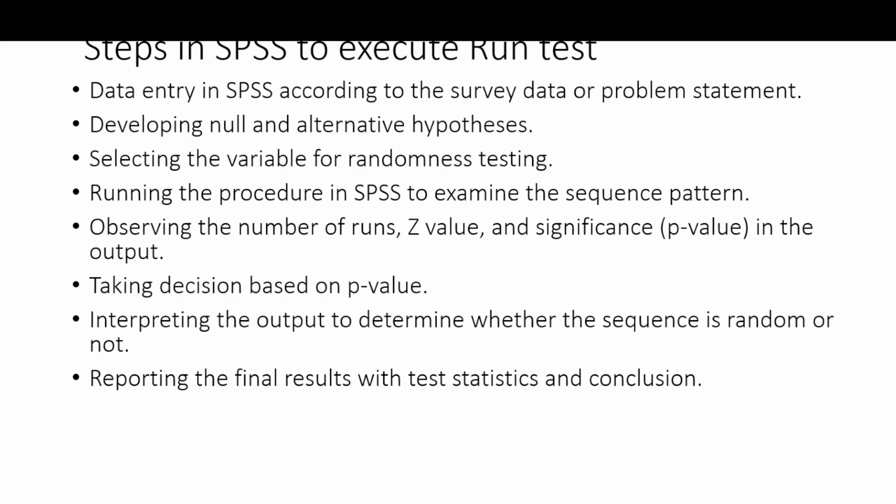Now, what are the steps in SPSS to execute the run test? First, you are required to make a data entry in SPSS according to the survey data or the problem statement, develop the null and alternative hypotheses, select the variables for randomness testing, run the procedure in SPSS to examine the sequence pattern, observe the number of runs, Z value and significance p value in the output, take a decision based on the p value, interpret the output to determine whether the sequence is random or not, and report the final results with test statistics and conclusion.